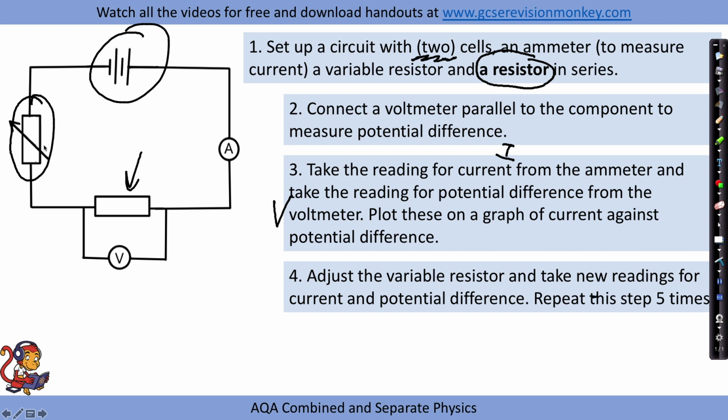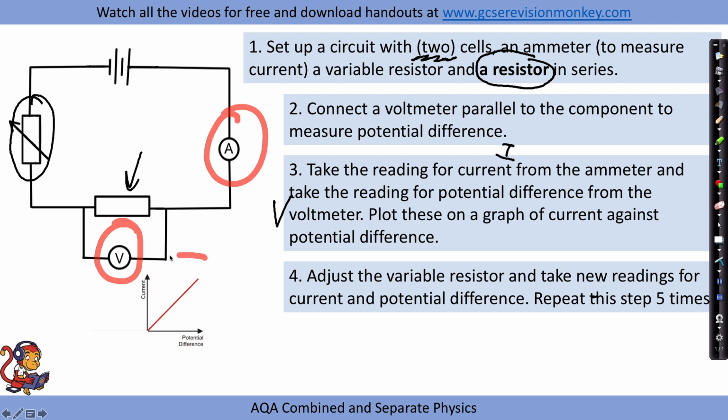So if we adjust this 5 times, it will give us 5 sets of readings for ammeter, which is the current, and 5 sets of readings from the voltmeter, which is potential difference. If we didn't have that, we'd just get 1 reading from each and we would be stuck. So this gives us a wide range of readings. Up to this point, we would have been able to draw this part of the graph, whereby we've taken readings for current and potential difference, and we've plotted them and drawn a line of best fit.